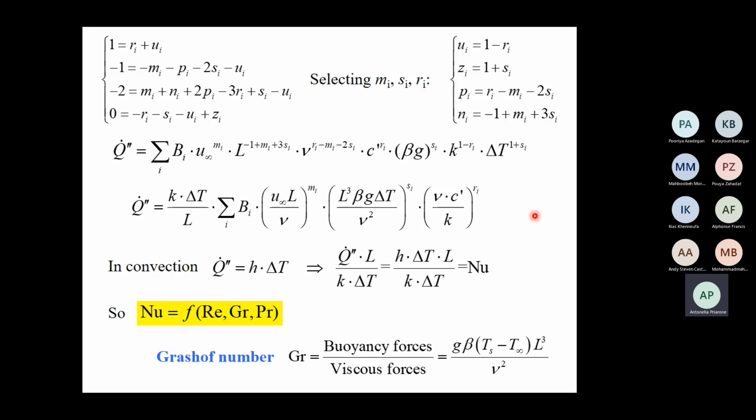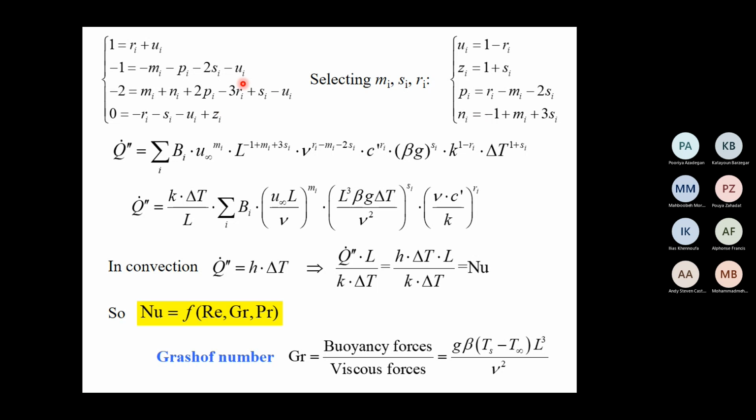Finally, you will understand why I do this. Because now... I'm sorry. Yes. How can I understand that I should write the parameter depending on MI, SI, and RI? I mean, how can I understand that you select 3 parameters and then you write.